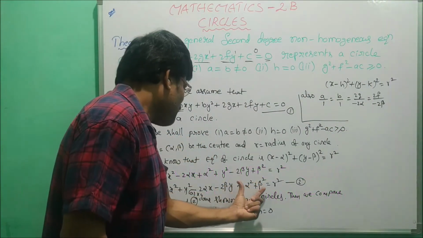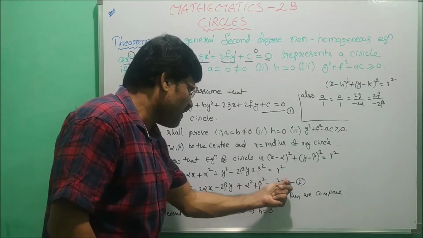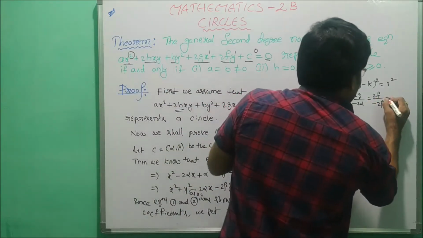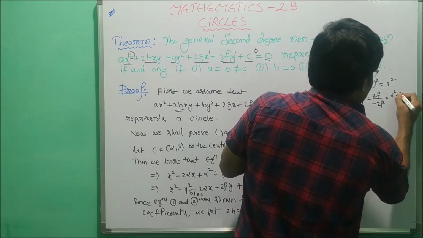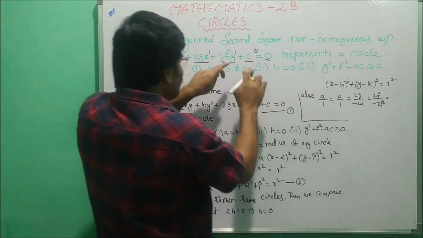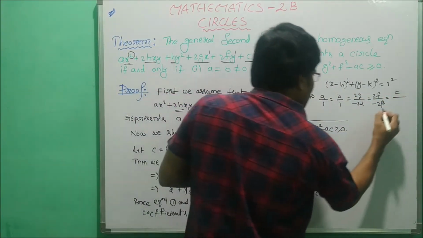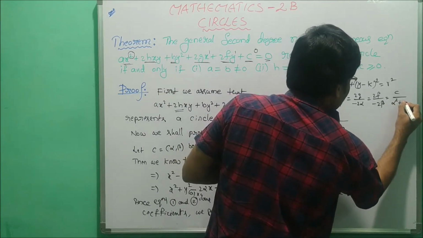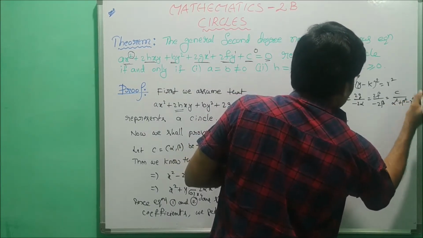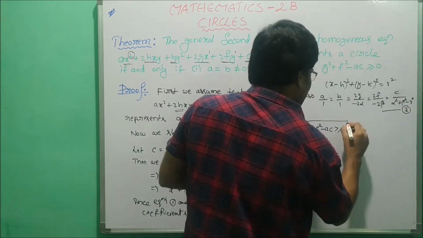In this, the constant term is alpha square plus beta square. We take r square to the left side, that equals alpha square plus beta square. Sorry. So in equation 1, the constant is c, and in equation 2, the constant term is alpha square plus beta square minus r square. Now let this be equation 3.